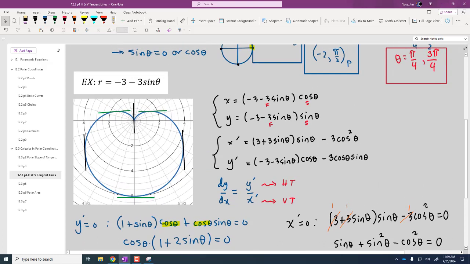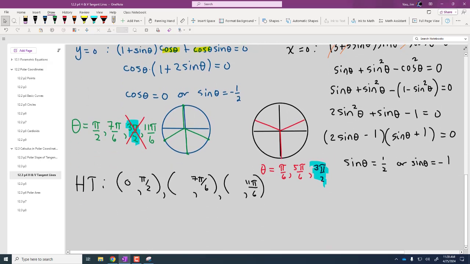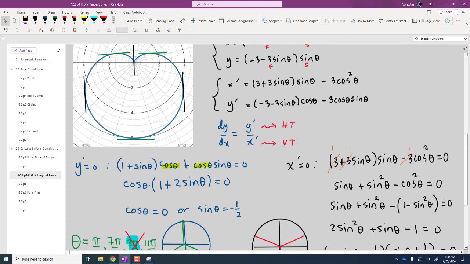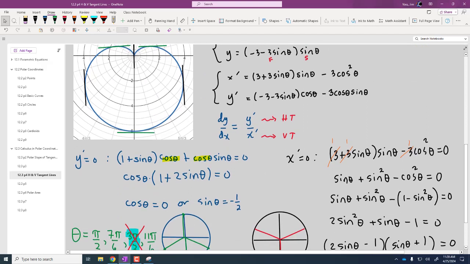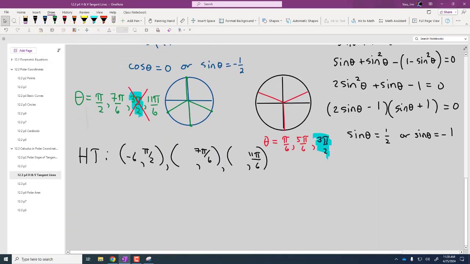If you plug in pi over 2, sine of pi over 2 is, oh wait, sine of pi over 2 is 1. I think, oh, these are horizontals. These are horizontals. Yeah, these are horizontals. So the horizontal is going to be your negative 6, right? If we want to get to that horizontal, if we're at pi over 2, that's going to be -6. All the way down.